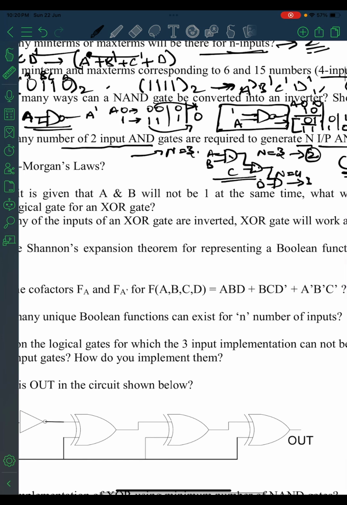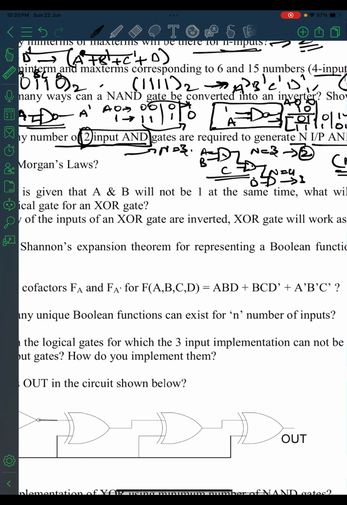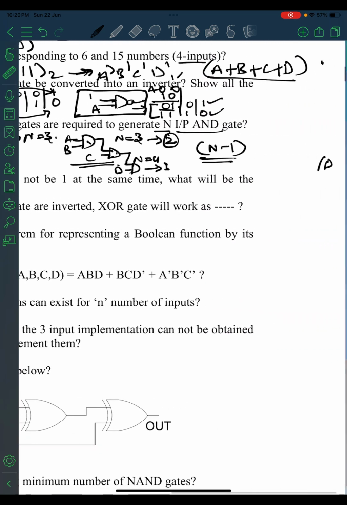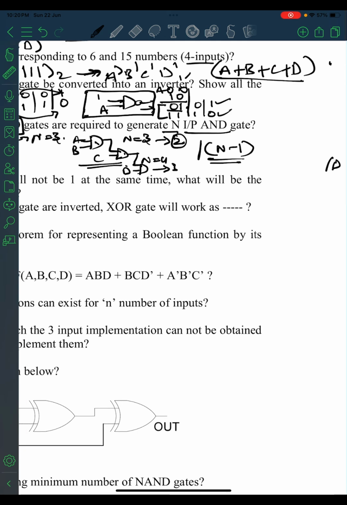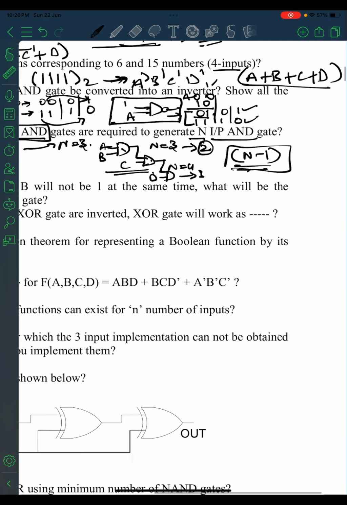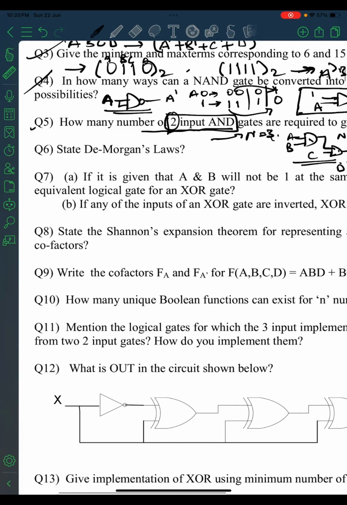For the number of 2 input AND gates, here 2 is very important. If this is not the case, for the 3 input and 4 input AND gates, directly for n equal to 3, it is equal to 1. Another AND gate is not required. Now he is asking only for the n equal to 2 case. For n equal to 2 case, the answer is n minus 1. So that is the answer for the fifth question.